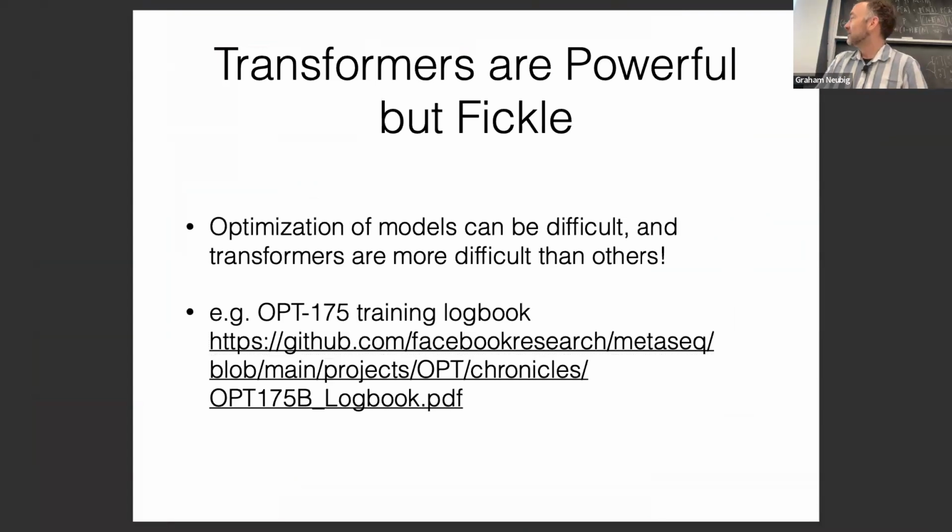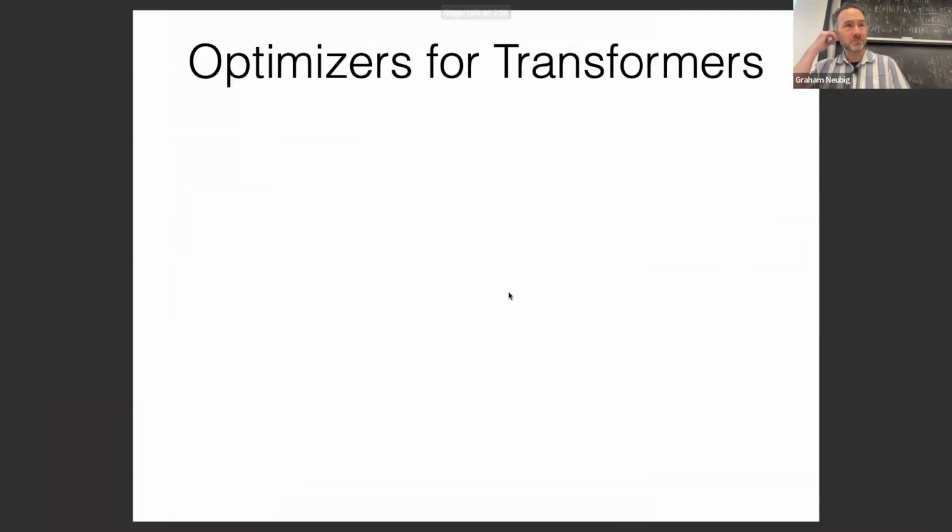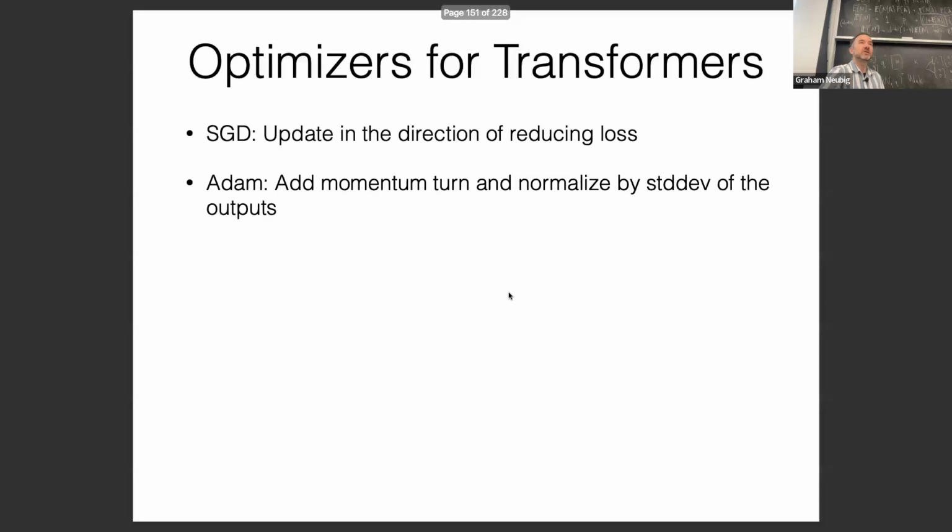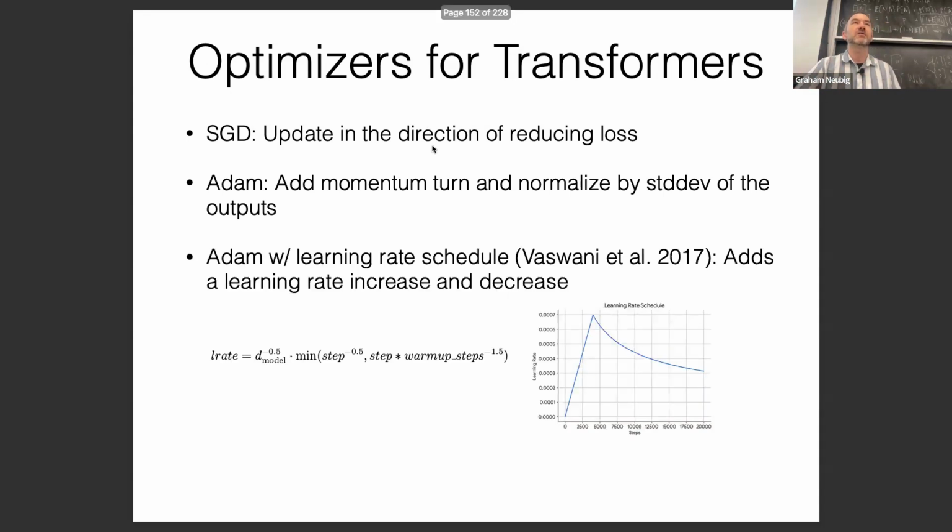Actually, this is older, and recently, a lot of people, Meta included, have gotten better at training models. So you can train much more stably than is written in this logbook. Now, optimizers for transformers: as I mentioned before, Adam is kind of a standard optimizer nowadays. And just to recap from last time, it's like SGD, but we have a momentum term for both the mean and the variance of the gradients.